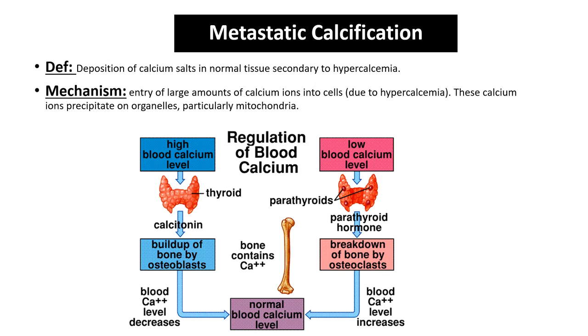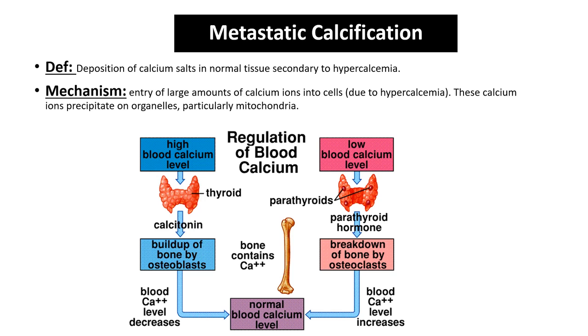The second form of calcification is metastatic calcification, and the definition is the deposition of calcium salts in normal tissue secondary to hypercalcemia. So the mechanism here is the entry of a large amount of calcium ions into the cell due to hypercalcemia, and then these calcium ions will precipitate on organelles, particularly mitochondria. We discussed that before in the pathogenesis, if you remember the two phases, initiation and propagation.